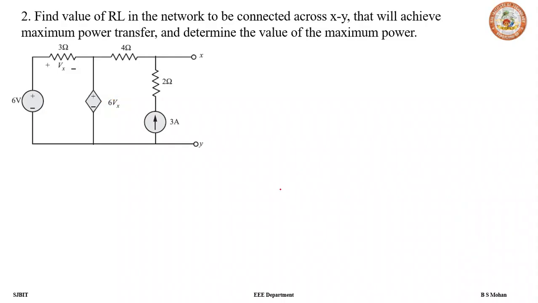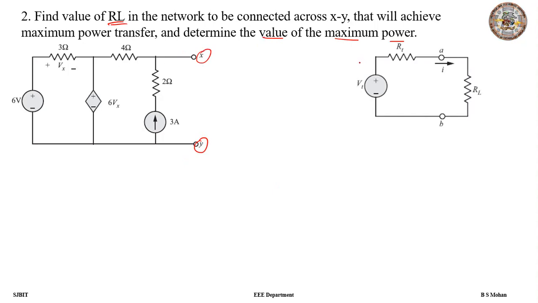So in this problem, we have to find the value of RL that would be connected across XY in such a way that we get maximum power delivered to the load. And also we have to find the value of maximum power. As we are aware, we have to use Thevenin theorem by finding VTH and RTH, and we know the value of RL is equal to RTH such that the maximum power is transferred to the load. And the maximum power transfer is just 50% of the total power.